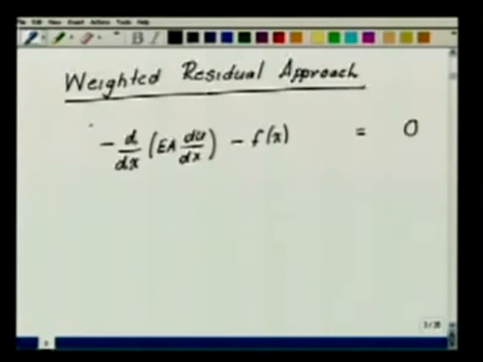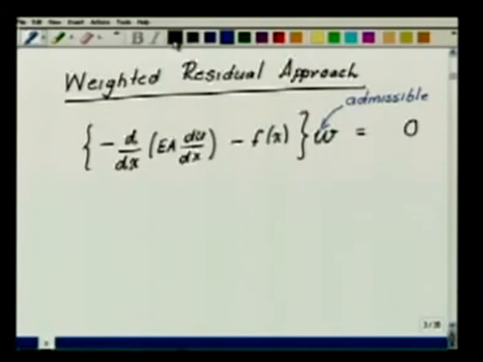Then we take this whole expression on the left hand side, which is called the residue, and multiply it by some weighting function w. This weighting function has to be an admissible function. So just to remember, there is something called admissibility.